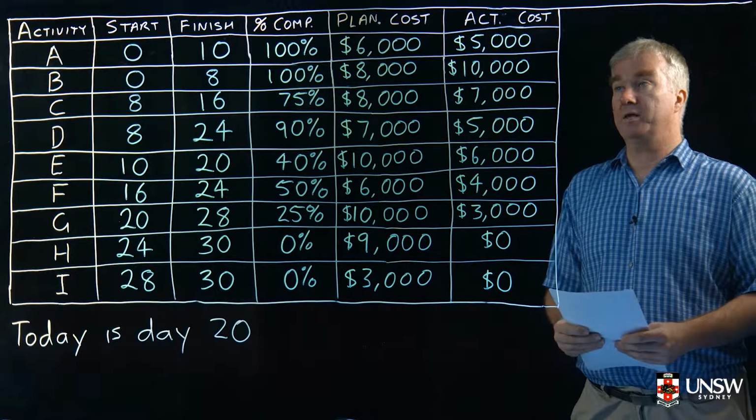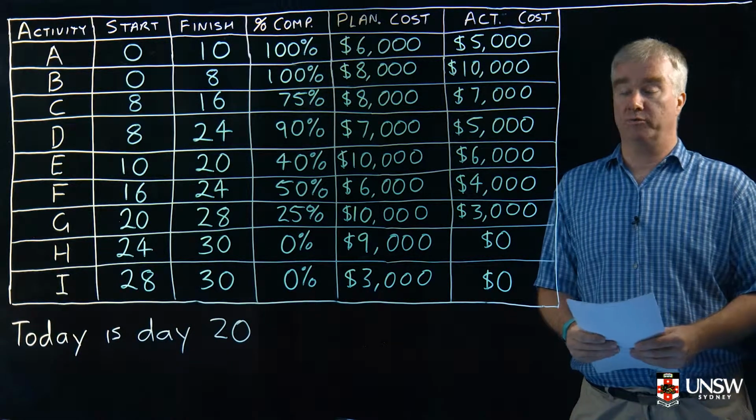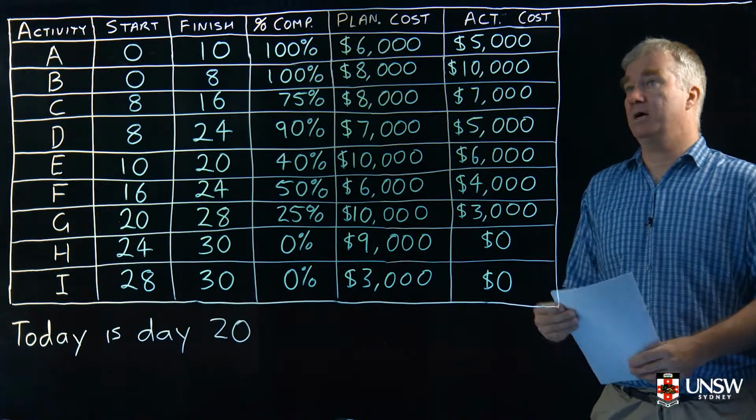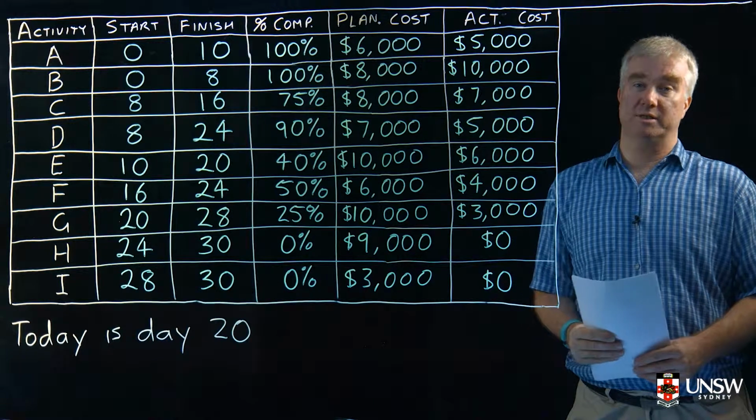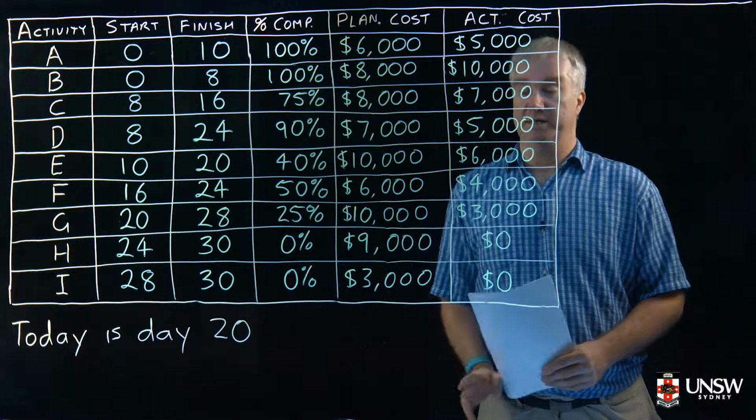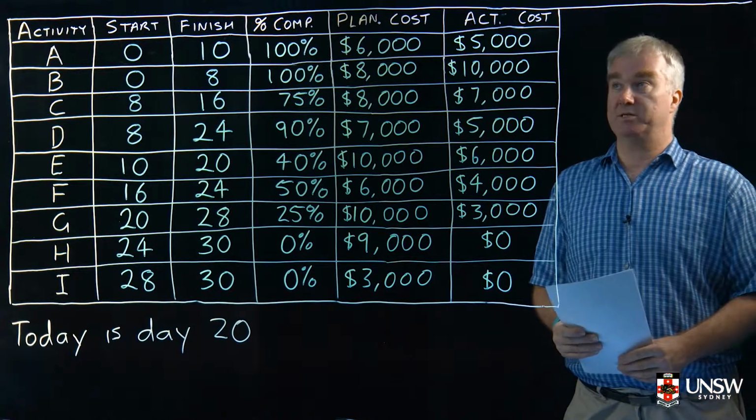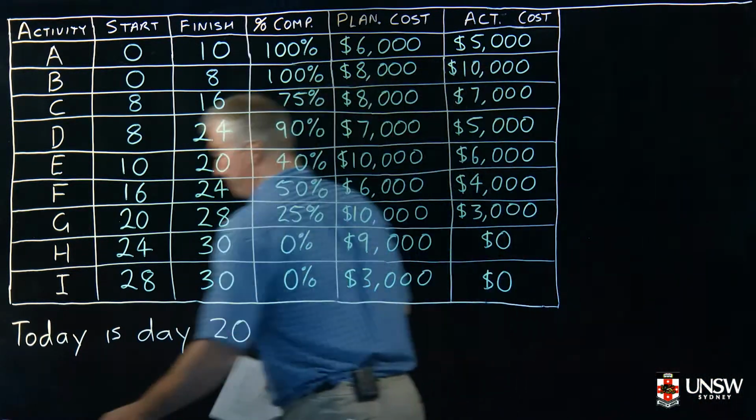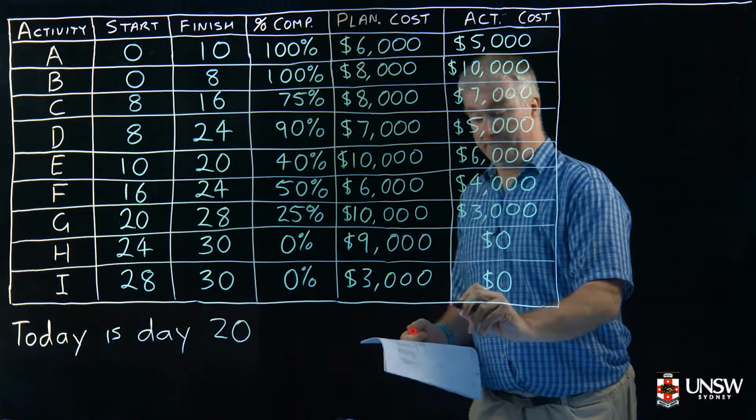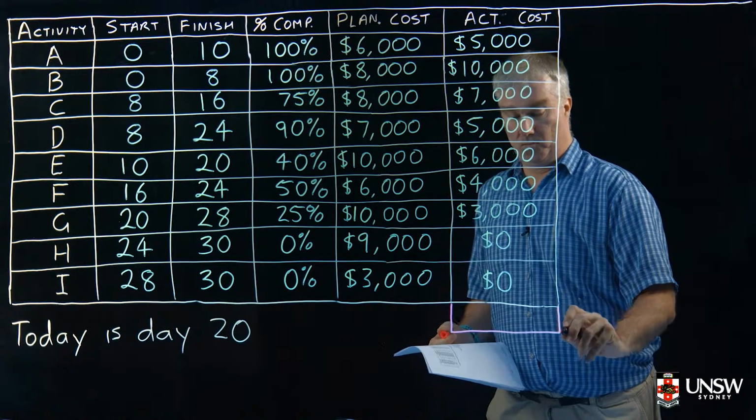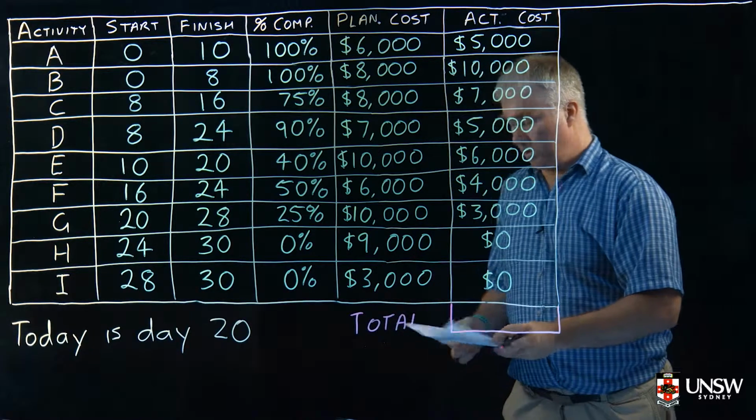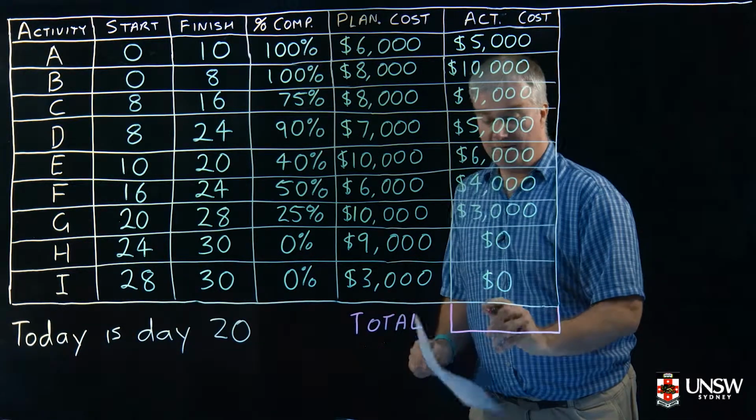So, to start off with, we're going to work out the actual cost of work performed. Now this one's pretty easy, because if we look at our data, we've been given the actual cost that's been spent to date for each activity. Currently we're on day 20, so we've spent in 20 days this much money. So it's fairly easy. All we need to do is to add up this column. And we get $40,000.